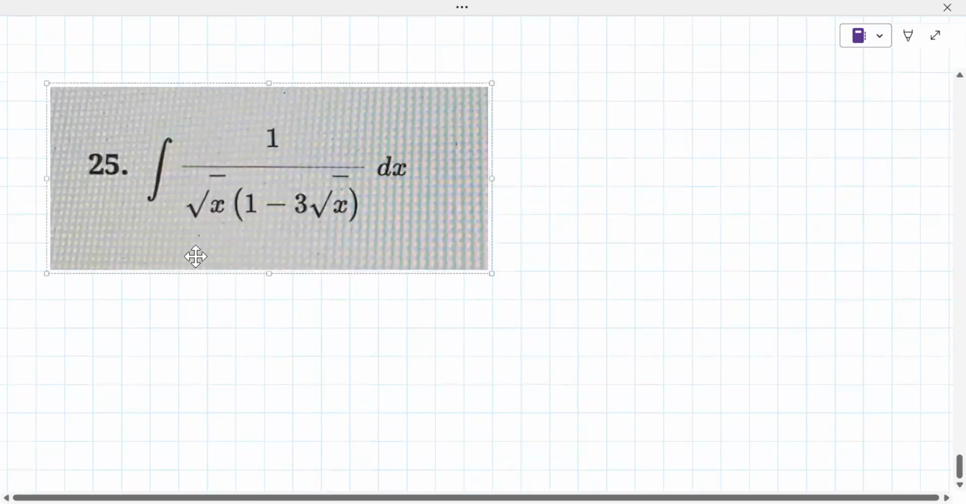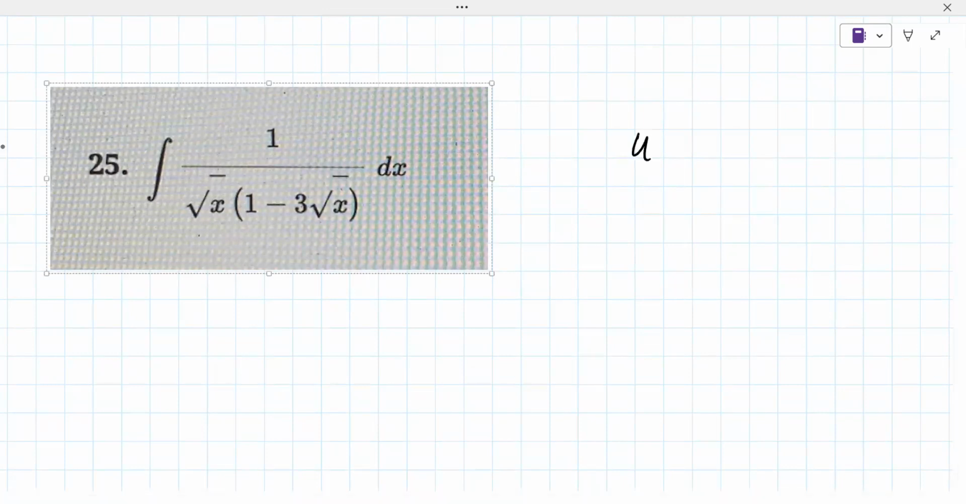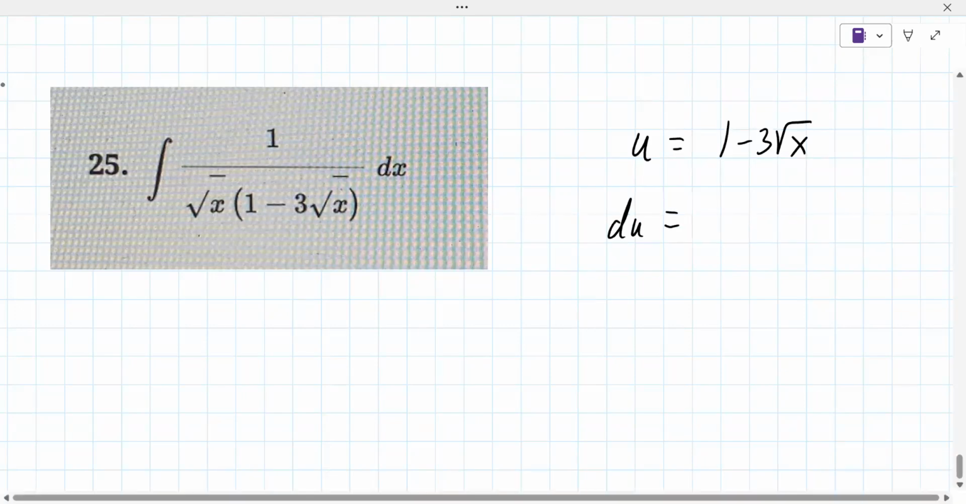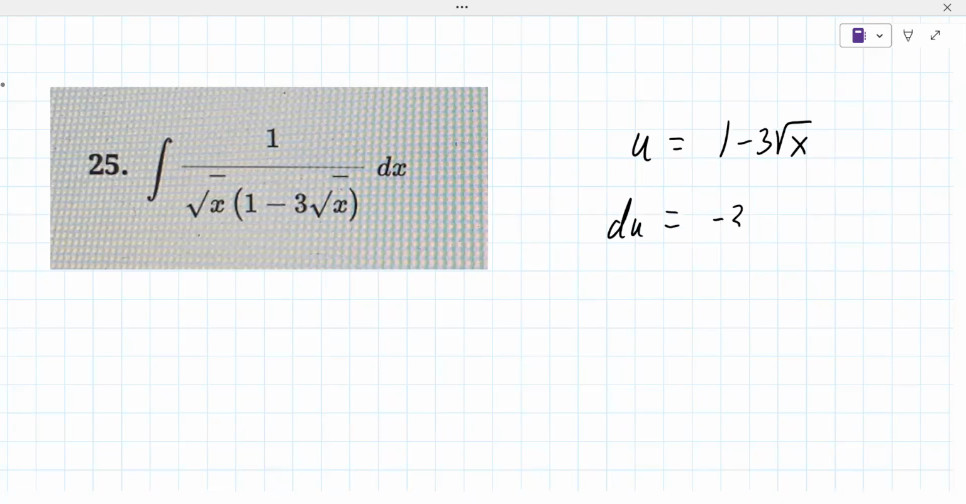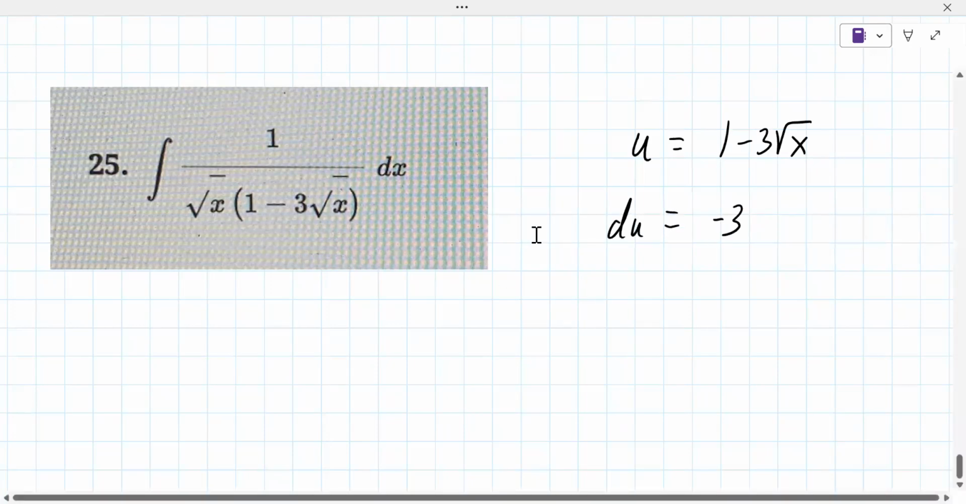All right, so 25, just give me your sense of what the u should be in this problem. 1 minus 3 square root of x. That is correct. So your du, this is where you've got to be really good with your derivatives. It's -3 times the derivative of the square root of x.